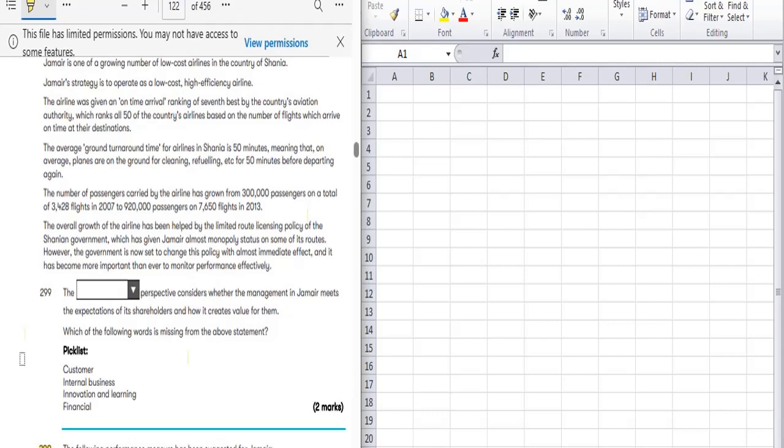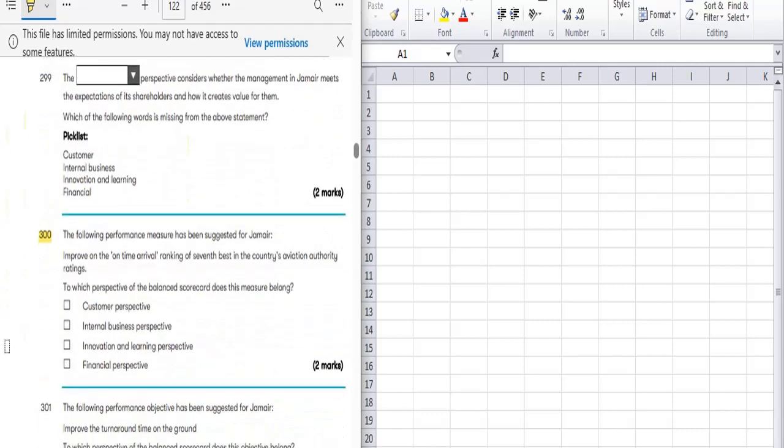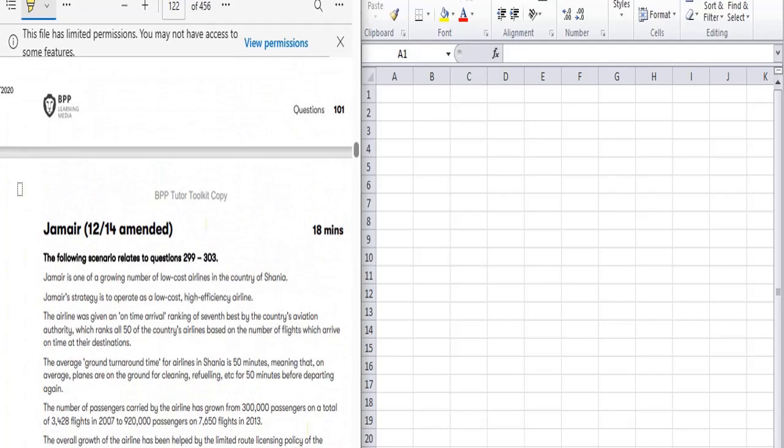Okay, so next, the following performance measure has been suggested for Jamair: improve on the on-time arrival ranking of 7th best in the country aviation authority ratings. To which perspective of the balanced scorecard does this measure belong? Without reading the scenario, you can just identify that this is all about Jamair, an airline company, right?